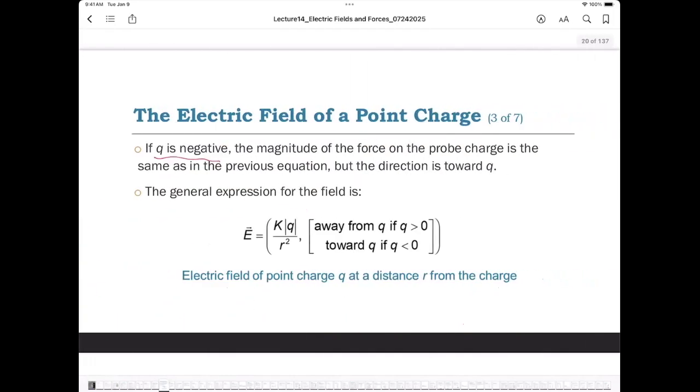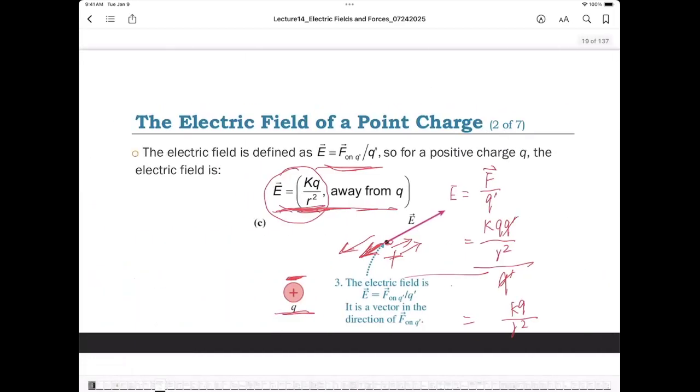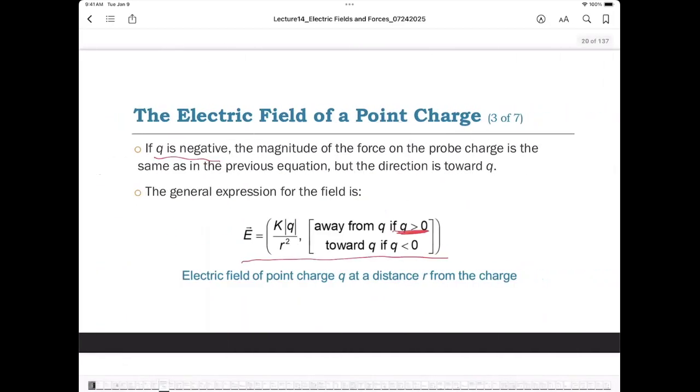Okay, the general expression for the field uses this equation. If Q is greater than 0, it is positive, and the direction will be away from Q, just like we discussed. If Q is negative, the electric field will be toward Q, and the magnitude is just represented by this equation. Does that make sense to you?